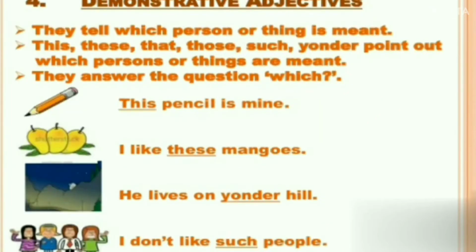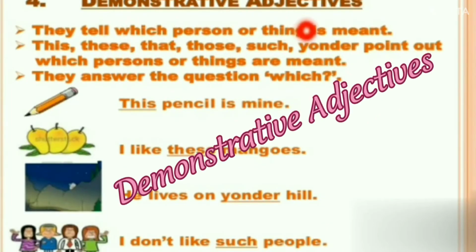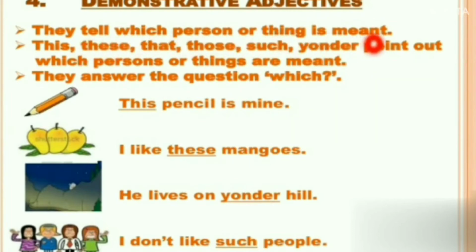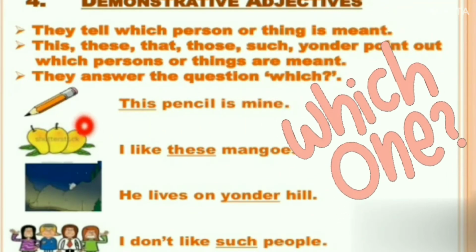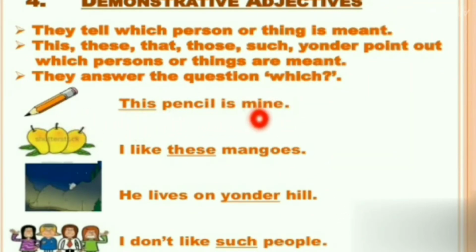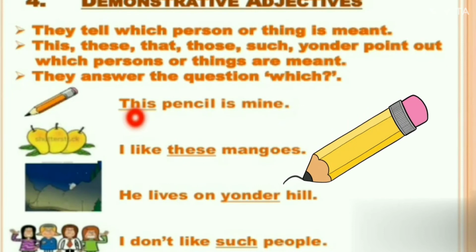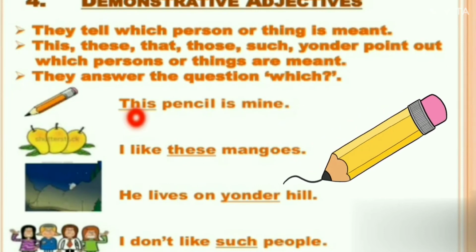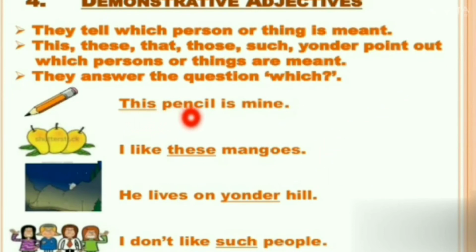Number 4, demonstrative adjectives. Demonstrative adjectives tell which person or thing is meant. For example, this, these, that, those, such, yonder point out which persons or things are meant. They answer the question which. Look at the first example. This pencil is mine. So this is demonstrative adjective modifying pencil.